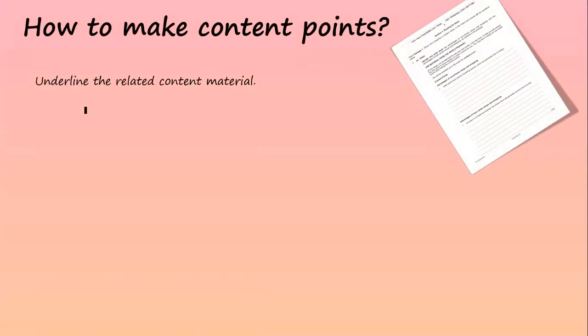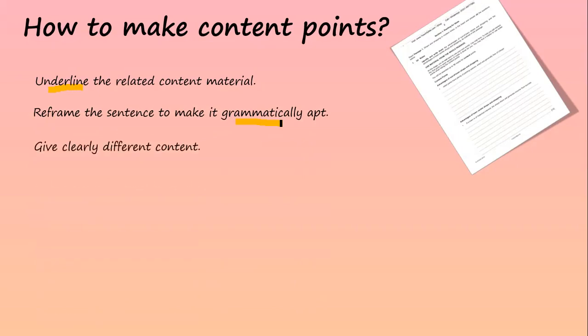When you are making a content point, you have to underline the related content. I will be doing one sample example with you. You are going to reframe the sentence to make it grammatically apt. Remember that your content point has to be short, precise, to the point and correct. Each content point should be different from the previous one. There should not be any repetition of the content points. Otherwise, you will not get marks.